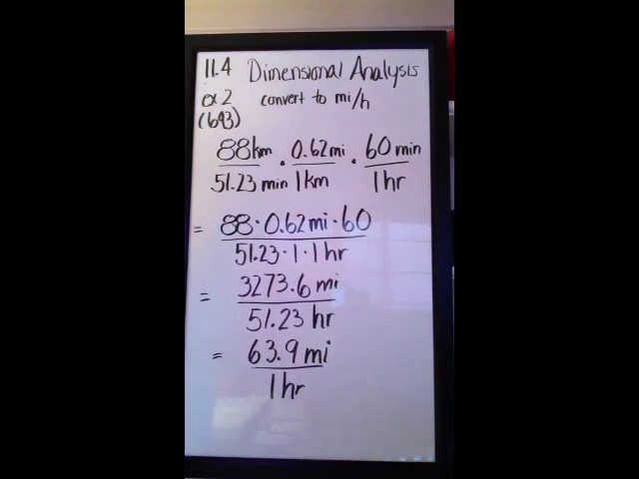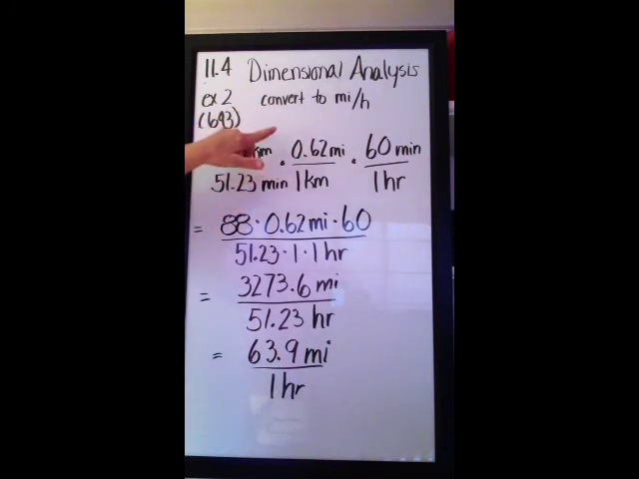Okay, you may remember dimensional analysis from last year. Generally we use it to convert from one unit to another. In example 2 on page 693, there's a skier whose pace is 88 kilometers per 51.23 minutes, and we want to convert that to miles per hour. I want to write out the units and cancel them just like I would cancel factors. So I have 88 kilometers over 51.23 minutes. That's the initial speed. And I'm converting to miles per hour.